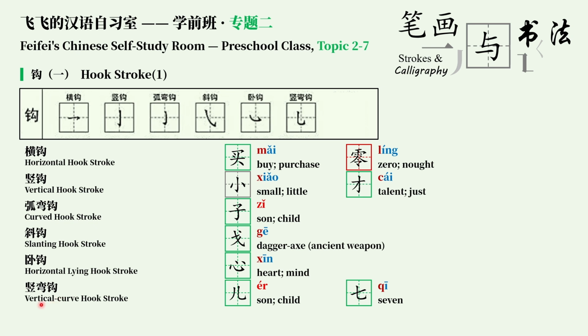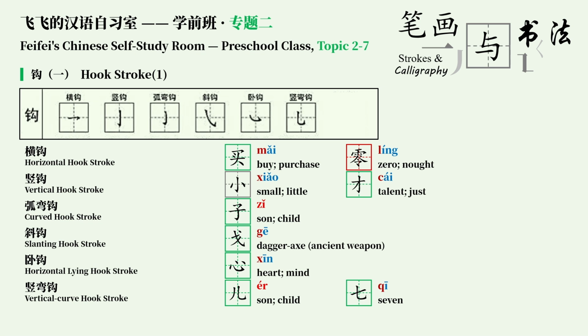竖弯钩 vertical curve hawk stroke. This stroke combines a vertical segment, a gentle right curve, and an upward hawk. When writing, start with a short vertical stroke downward, then curve the brush smoothly to the right, forming a round curve. Pause at the end of the curve and flick the brush straight up to form the hawk. The curve should be rounded and the hawk sharp.